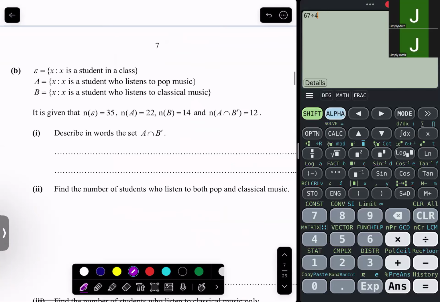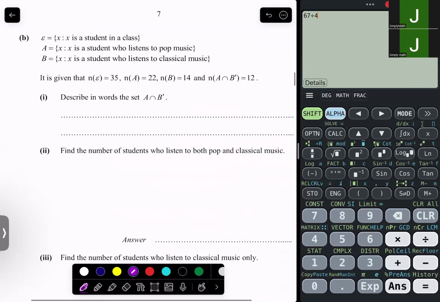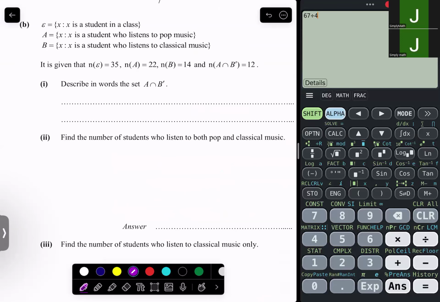Okay, set notation. The universe set is such that x is a student in class. A is such that x is a student who listens to pop music. B is such that x is a student who listens to classical music. It is given that the universe is 35. Number of students in A is 22. Number of students in B is 14. And number of A intersect B complement is 12. Describe in words the set A intersect B complement.